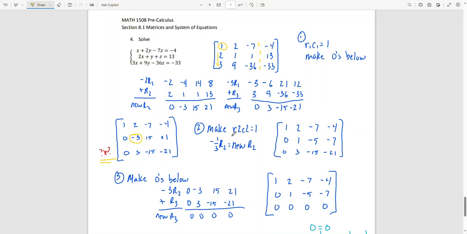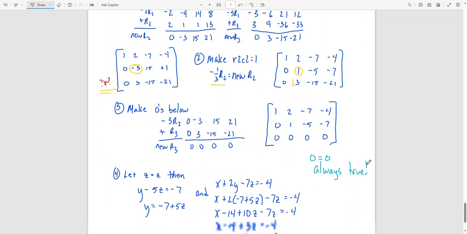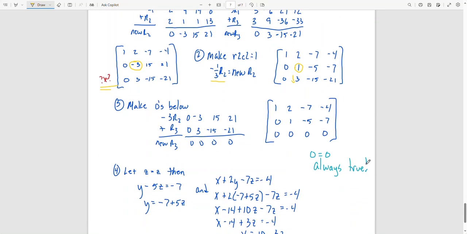Let's make this a 1. So I'm going to divide by negative 3 or multiply by a negative 1/3. Divide each thing in row 2 by a negative 3. That'll be 0, 1, negative 5, negative 7. Now that I have a 1, I want to make zeros below it. If I make zeros below it, multiply negative 3 times row 2, add it to row 3.